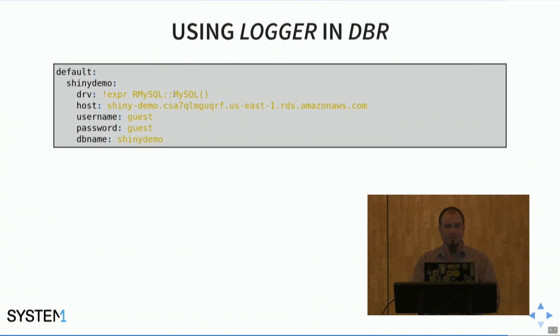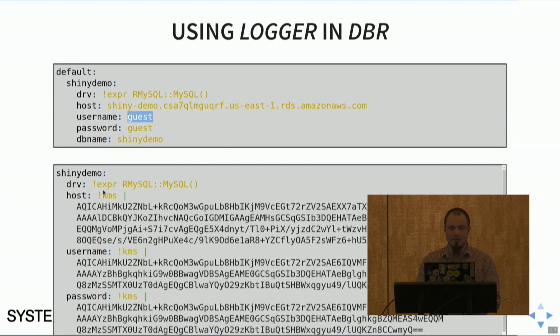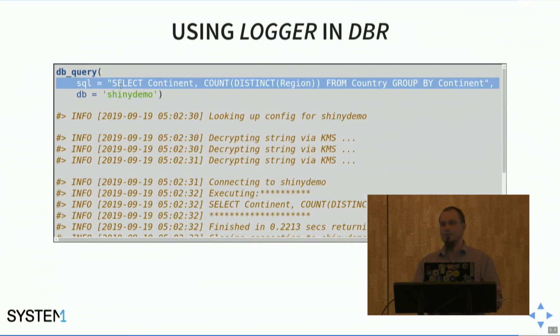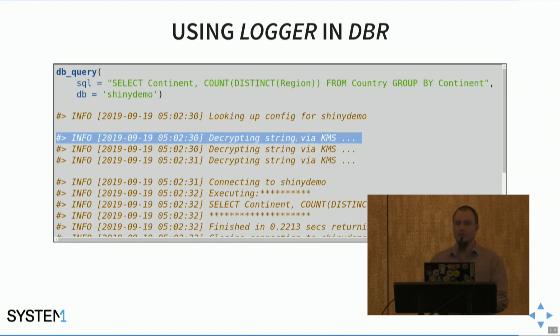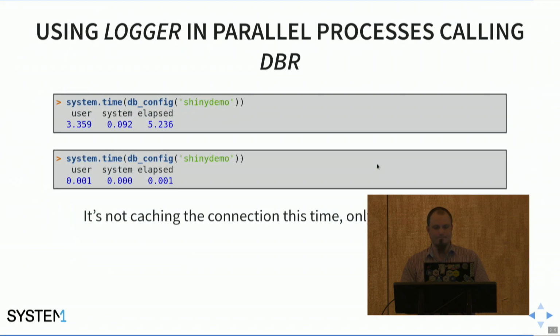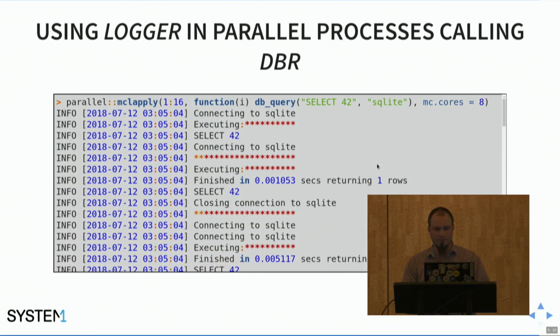A more complex example is using MySQL, and just using the Shiny demo server provided by RStudio. Although the password is not that secret, still it's not very cool to have this in an unencrypted YAML file. You can use, let's say, Amazon KMS to do the encryption and decryption for you. So using this database connection can be as easy as this one. You write your SQL, and this package will do the decryption via KMS for you, log the actual SQL results, and so on.